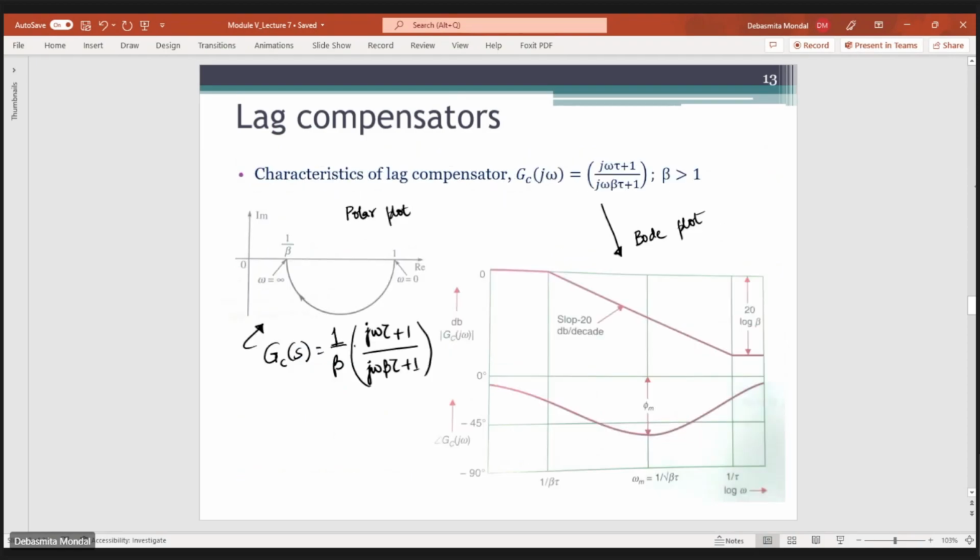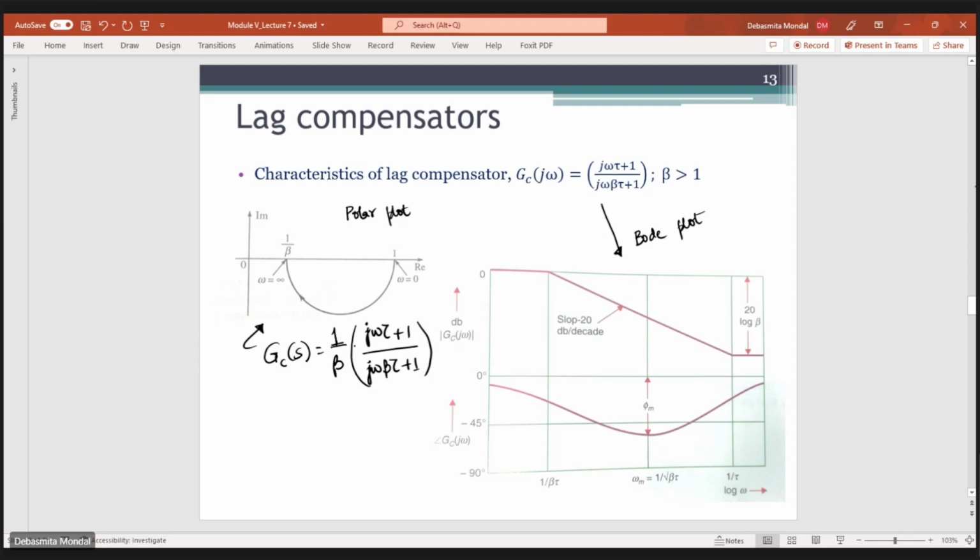Now, if you draw the polar plot of this lag compensator, with the transfer function given by 1 by beta times this, the polar plot will look something like this. Similarly, for the Bode plot of this transfer function, you have two corner frequencies. One corner frequency is at 1 by tau and the other is at 1 by beta tau, right? Since beta is greater than 1, beta tau is greater than tau. So 1 by beta tau will be less than 1 by tau, which means this corner frequency will come earlier than 1 by tau.